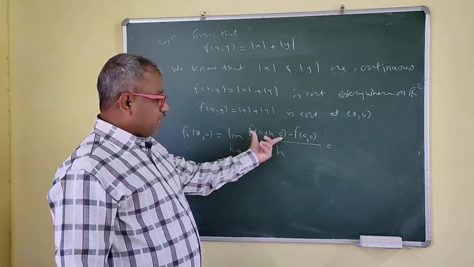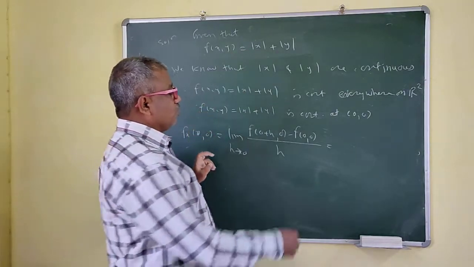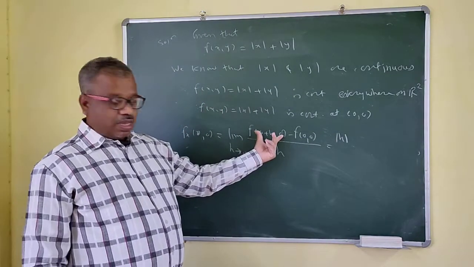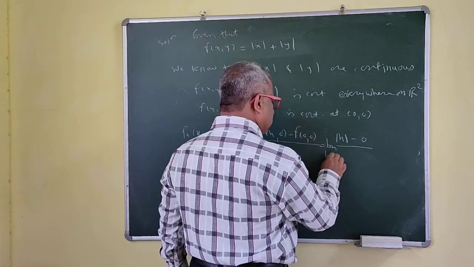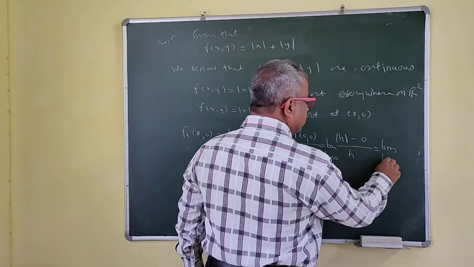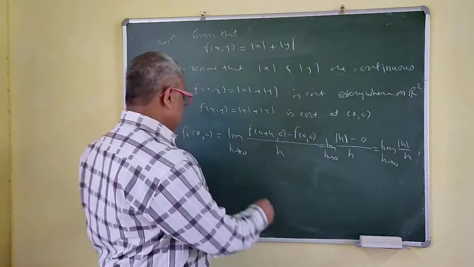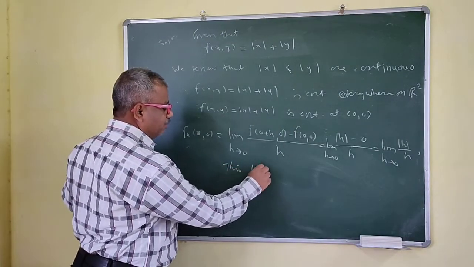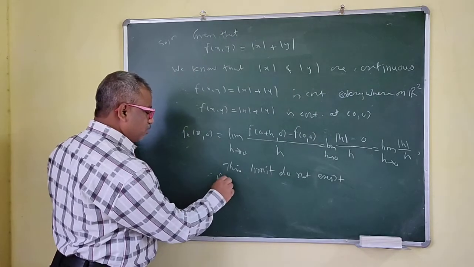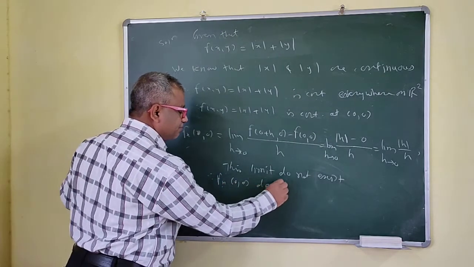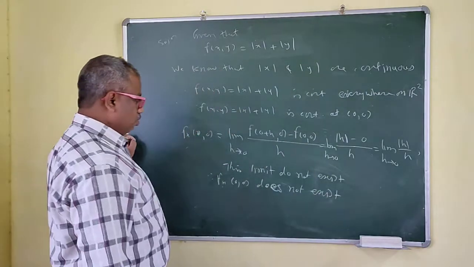So what is f of h, 0? We put h, 0 in mod x plus mod y, so this is mod h plus mod 0, which is mod h only, because mod y is 0. Minus f of 0, 0, which is 0, upon h. So this is the limit h tends to 0 of mod h upon h. And in the last class, we have seen that this limit does not exist. Therefore, fx 0, 0 does not exist. Right? Okay.